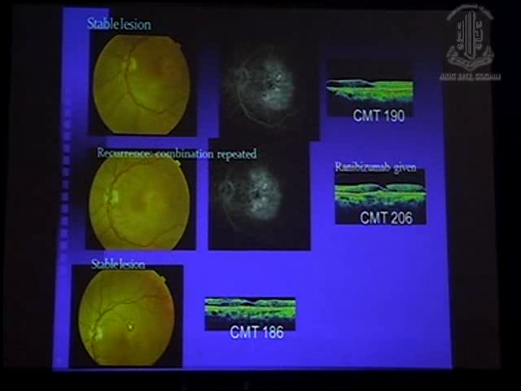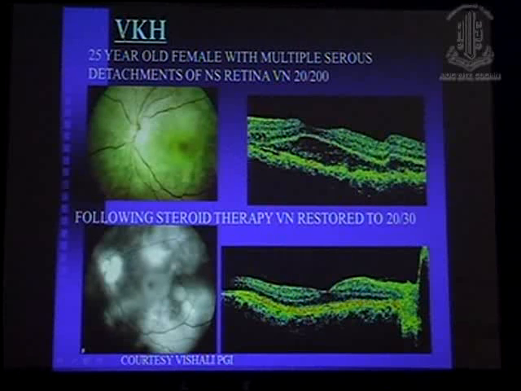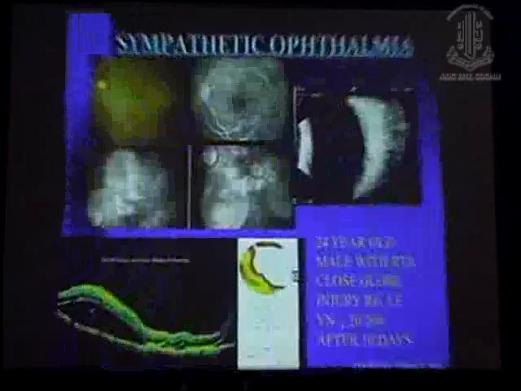Then you do a combination treatment, and finally at the end you get a patient at month 12 with a CMT of 186. Now, this is a patient of VKH. Again, the classically seen lesions are multiple serous detachments. The vision is down to 20/20. Following steroid therapy, the patient's vision is restored to 20/30. So you can see it classically, the multiple serous detachments and how it has come back.